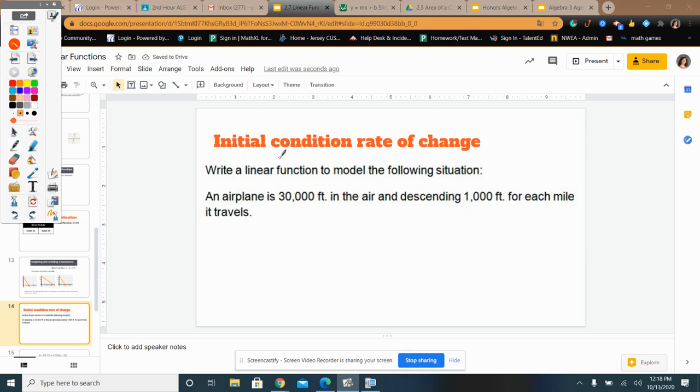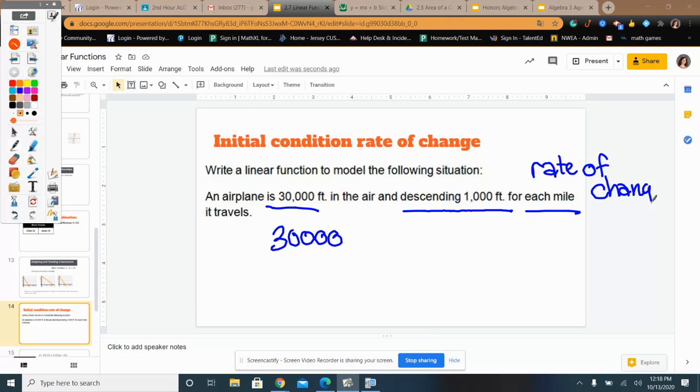Okay. Initial condition rate of change problems. And those can be told, like I said, it'll tell you a starting point and then some sort of rate of change. And in this example, it says an airplane is 30,000 feet. That is the initial condition. It is descending 1,000 feet each mile. That is a rate of change or a slope. It's always descending at that pace. So it's a negative, it's going down 1,000 feet per mile.